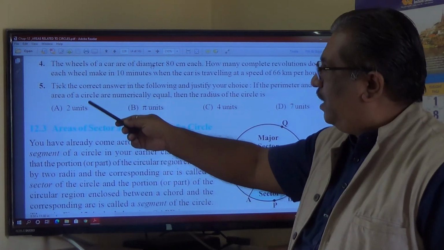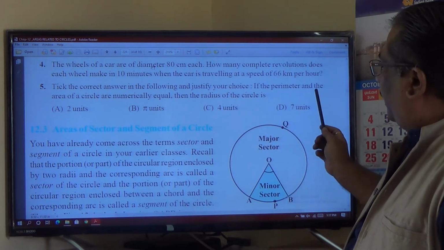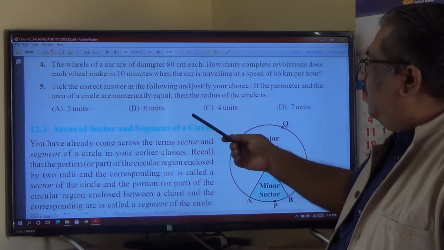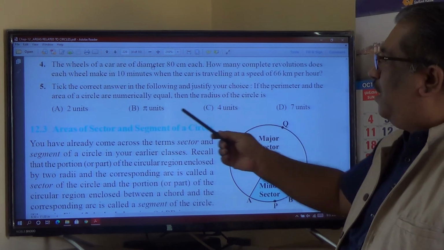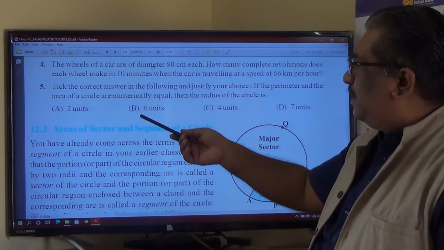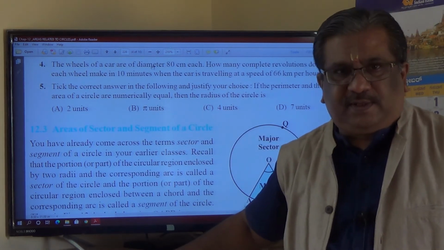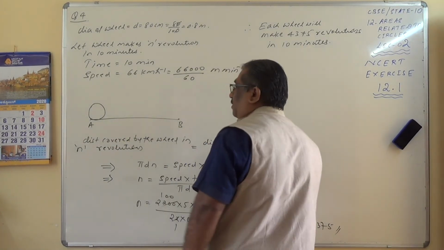Fifth question, tick the correct answer in the following and justify your choice. If the perimeter and the area of the circle are numerically equal, then the radius of the circle is. Let us equate the perimeter and the area if r is the radius of the circle. Then let us try to find out the value of the radius. We will work out this. So this is question number 5.